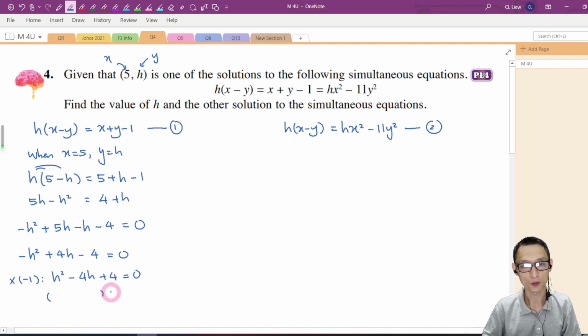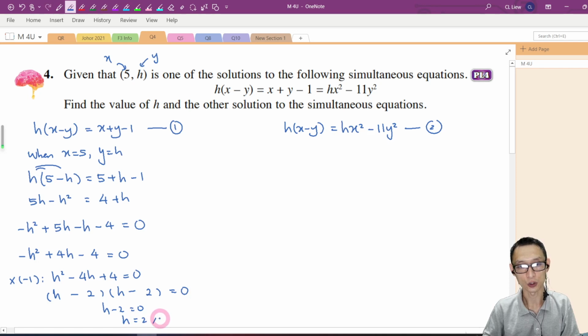Okay, let me do factorization for this one. How to do the factorization, I think it should be no problem, right? You learned a lot in your Form 2. Since these two parentheses are exactly the same, I will just write 1. h minus 2 is equal to 0. h is equal to 2. Now we got the value of h.